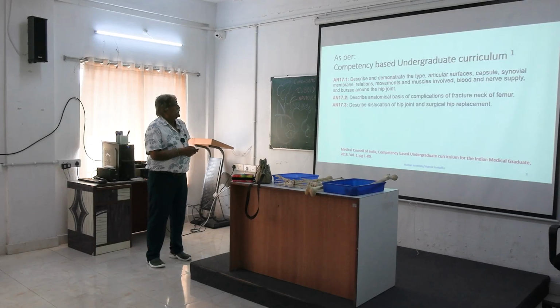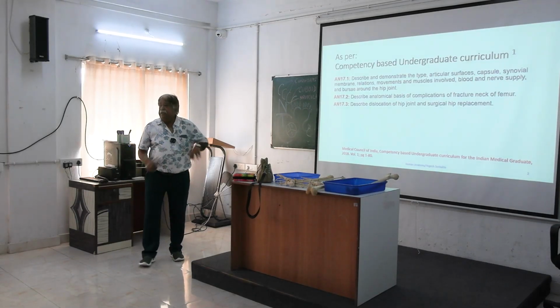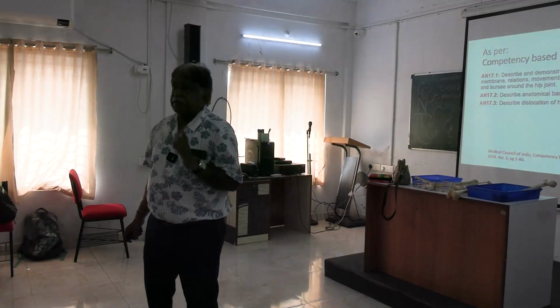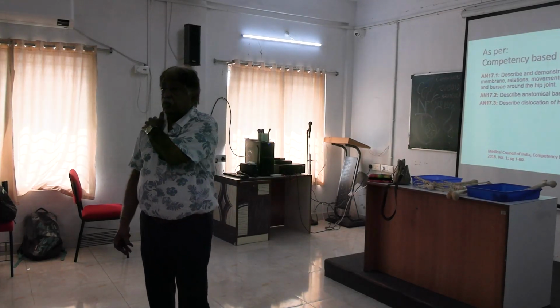Describe and demonstrate the type, articular surfaces, capsules, synovial membrane, relations, movements and muscles involved, blood and nerve supply, and bursa around the hip joint. These are common headings, under which you will be studying all joints. It can be a knee joint, a hip joint, or a shoulder joint.